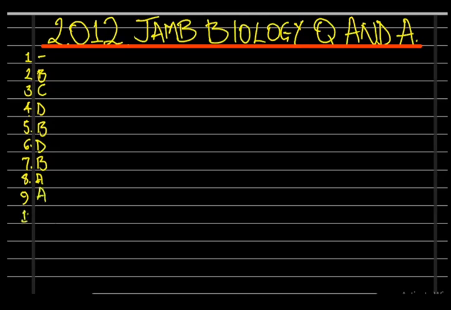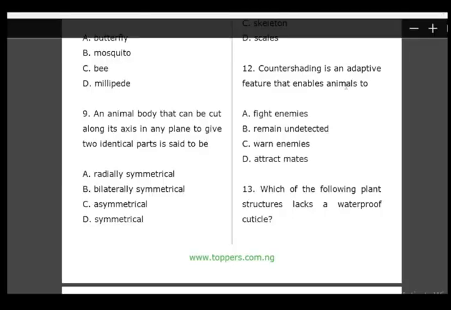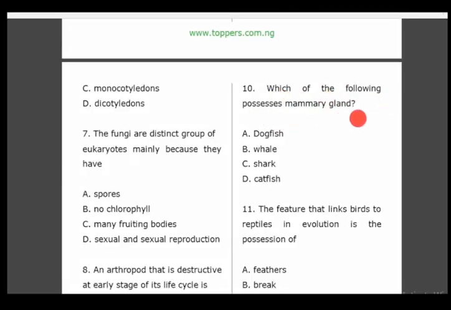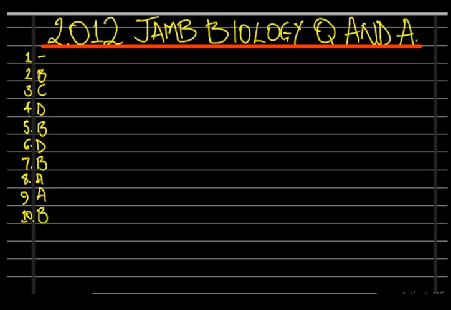And then number 10. What is question 10 saying? Which of the following possesses mammary gland? Now the fact that we have the word mammary gland there tells us that the animal must be a mammal. So of our 4 options here, option A dogfish, B whale, C shark, and D catfish, it is only the whale that is a mammal, and so it is only the whale that will have the mammary gland, and hence it produces milk to feed its young ones. Every other option here, dogfish, shark, and catfish, are not mammals, so they do not have the mammary gland. So question 10 is option B.